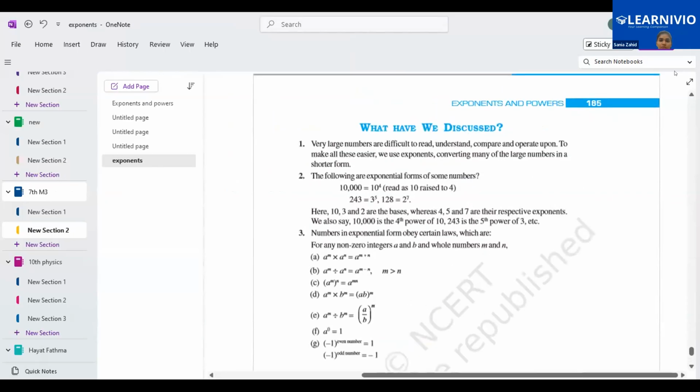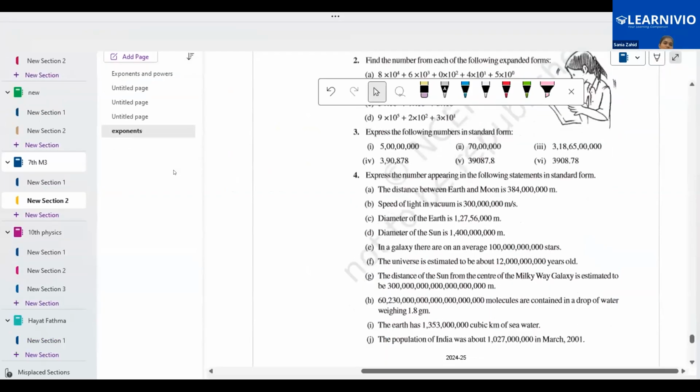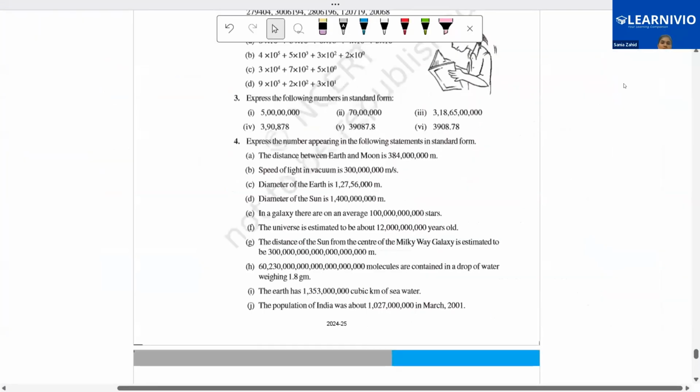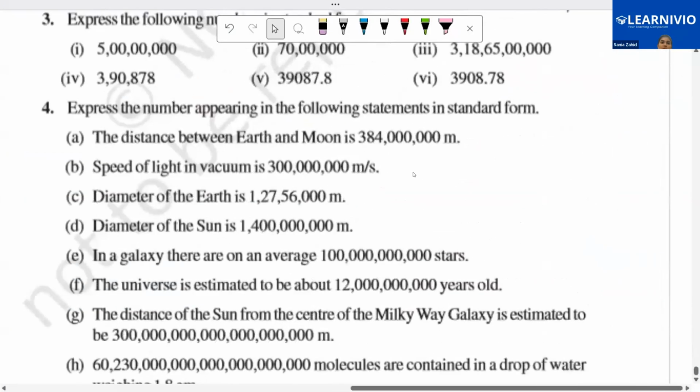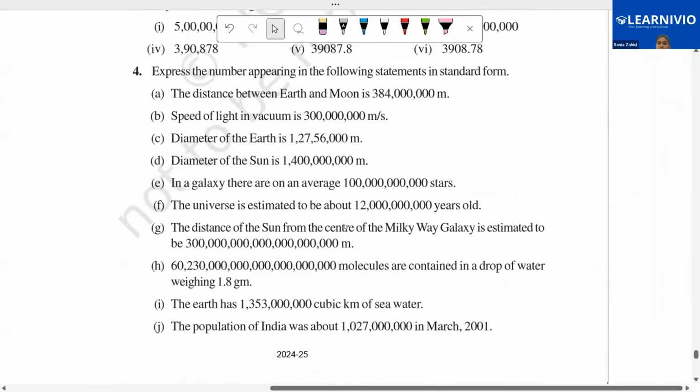Okay, is the screen visible to both of you? Yes, ma'am. Okay, so here are some of the questions, and you have to express these in the standard form. Like the fourth question, you have all the following parts. Please express these. First one we have done. Please express these all till the J part. Okay, ma'am.